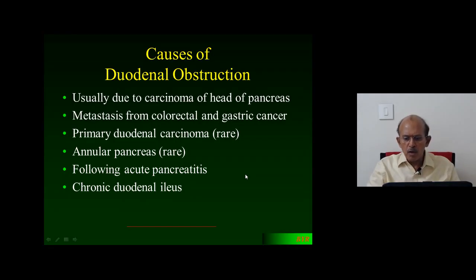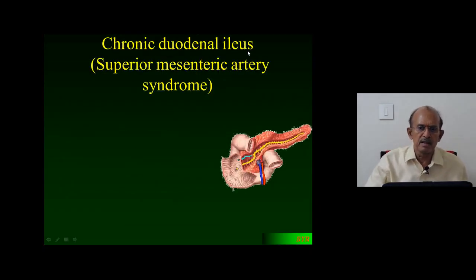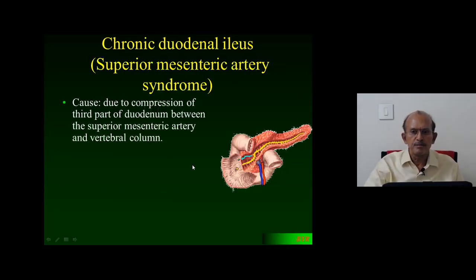Then what is duodenal ileus? Ileus means obstruction, chronic duodenal obstruction. So there is an entity called chronic duodenal ileus. This is also called superior mesenteric artery syndrome. Why this chronic duodenal obstruction? It is due to compression of the third part of the duodenum between the superior mesenteric artery and the vertebral column.